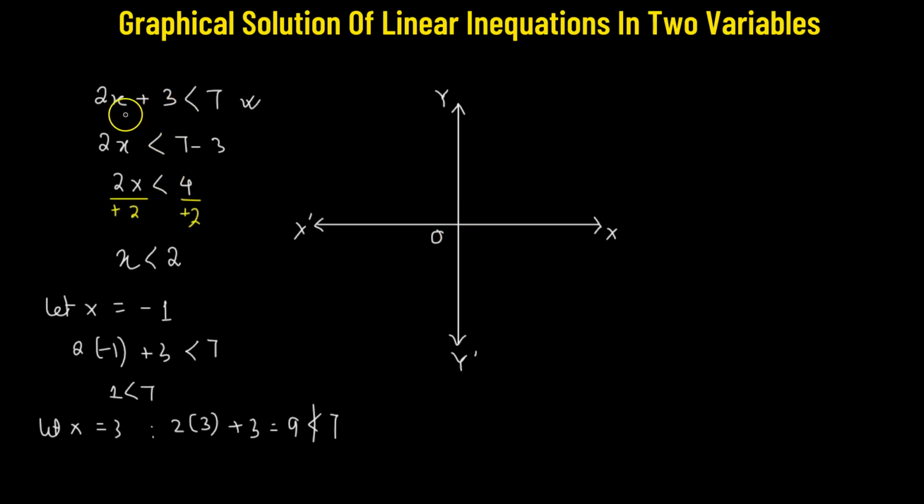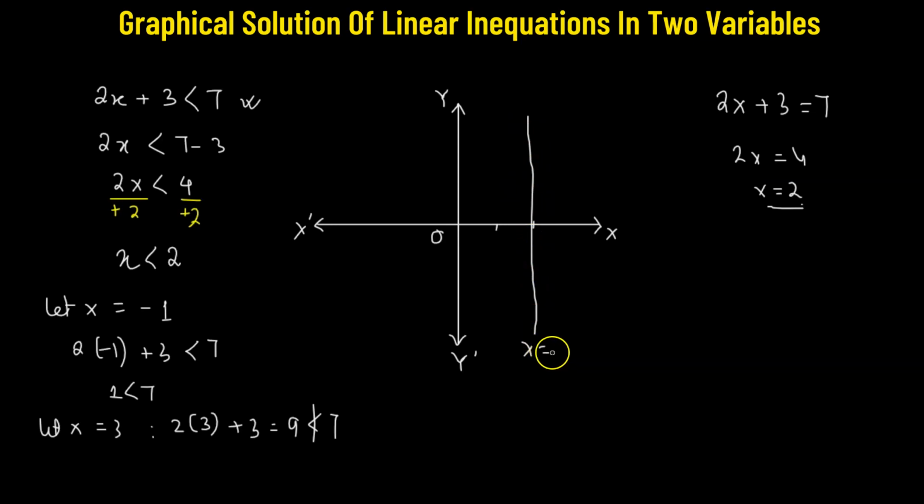Okay, so let's do that. All we have to do is consider the original linear inequality, but instead of the inequality sign, we're going to convert it to an equation. So we have 2x plus 3, and instead of the inequality sign, we replace it with an equality sign. So we get 2x plus 3 equals 7. Solving for x, we have 2x equals 4, so x will be equal to 2. So here we have a value of x equals 2. All we have to do is draw a line whose equation is given by x equals 2. We know that the line x equals 2 is represented by a line which is perpendicular to the x-axis. So this is going to be the line x equals 2.